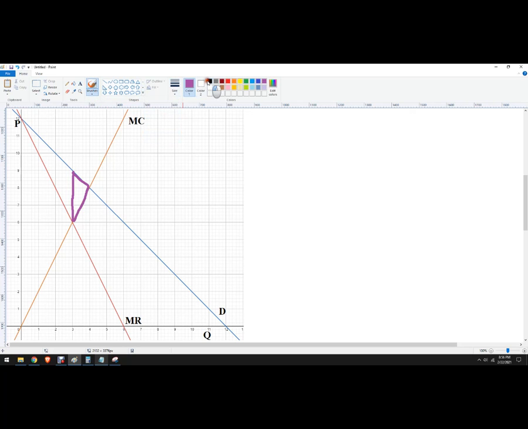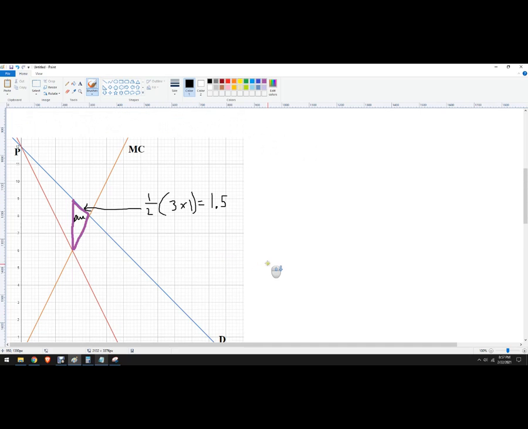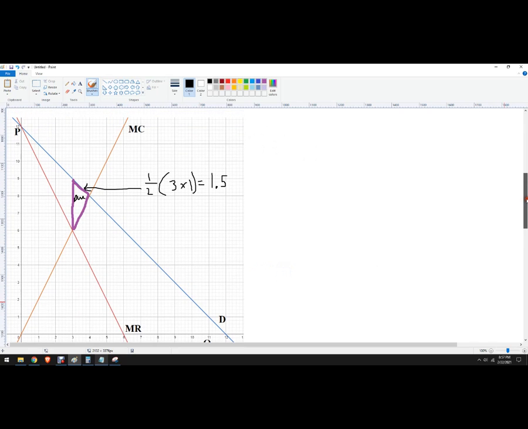Let's label this here DWL. And what do we got here? For that, it's just 1/2, because it's a triangle. The distance between 6 to 3, or 6 to 9, which is 3, multiplied by 1. So that's 1 unit. And I get, in this market, 1.5. So that's how to take a problem that looks like that, turn it into something like that you can use in various ways.